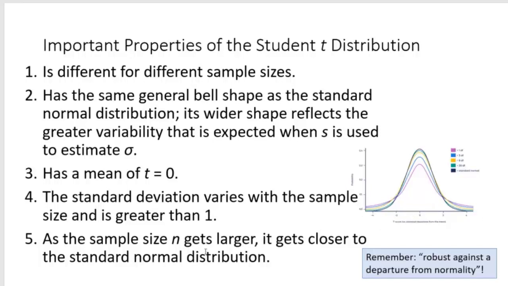As n gets larger, it gets closer and closer to it. The t-distribution is robust against a departure from normality. That is kind of a formal phrase. It's sometimes difficult to understand, but that means when you have a distribution that's not exactly normal, it still works well on it and it doesn't mess it up. It's pretty good even if you don't have an exactly normal distribution. So robust against a departure from normality.